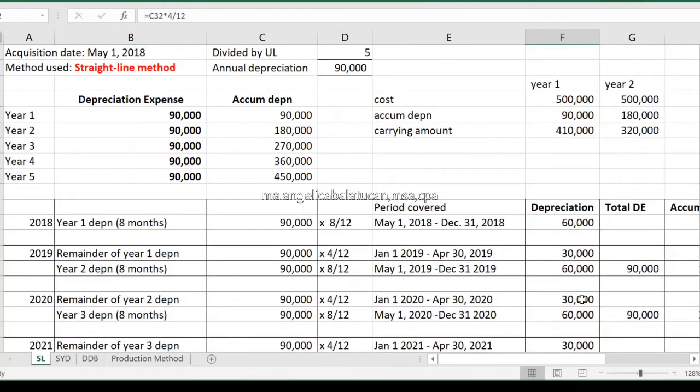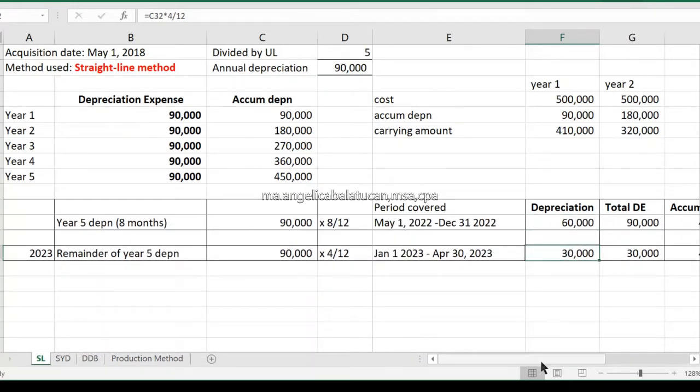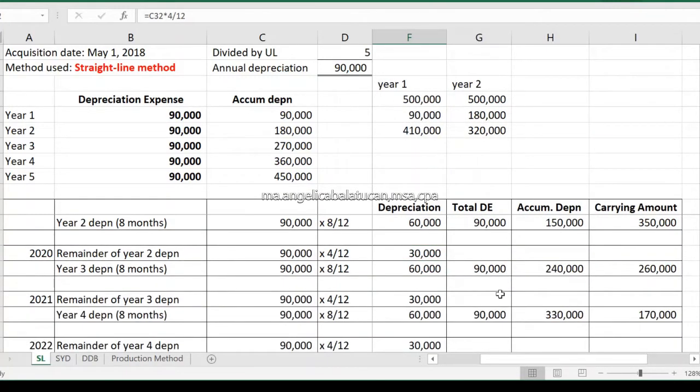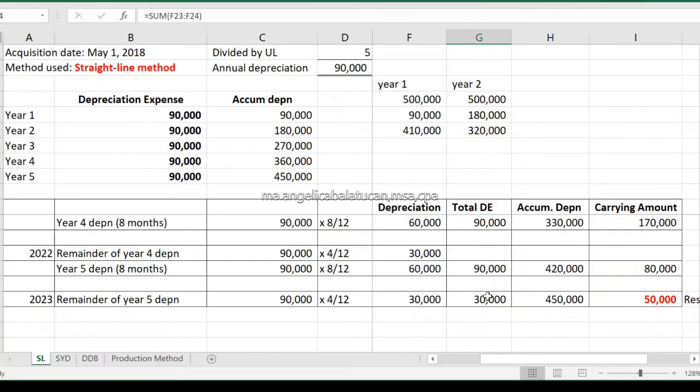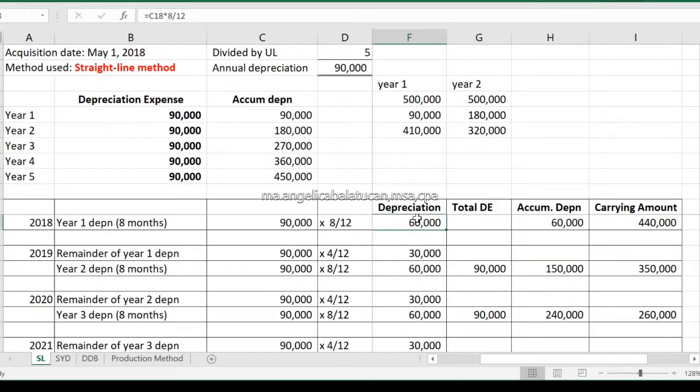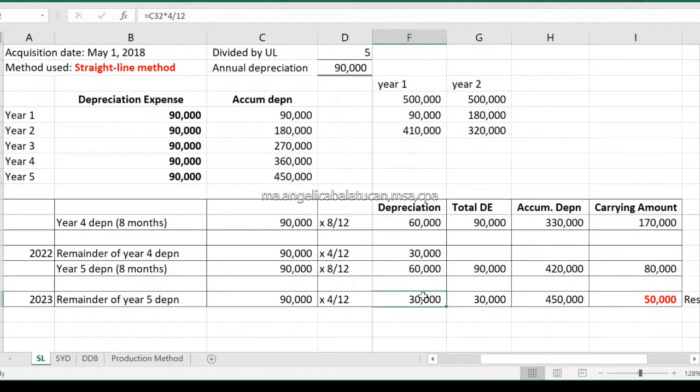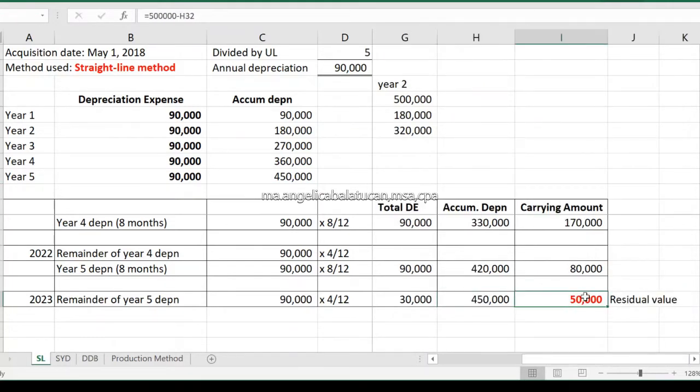So the 60,000 plus the 30,000 we recognize as depreciation in the last year. Okay? So every year it's the same, still 90,000. Only the fractional part is the start of year 1 and the end of the useful life. And you will still get the accumulated depreciation of 450,000, same here, so that you can arrive also at the carrying amount of 50,000, which is equivalent to the residual value.